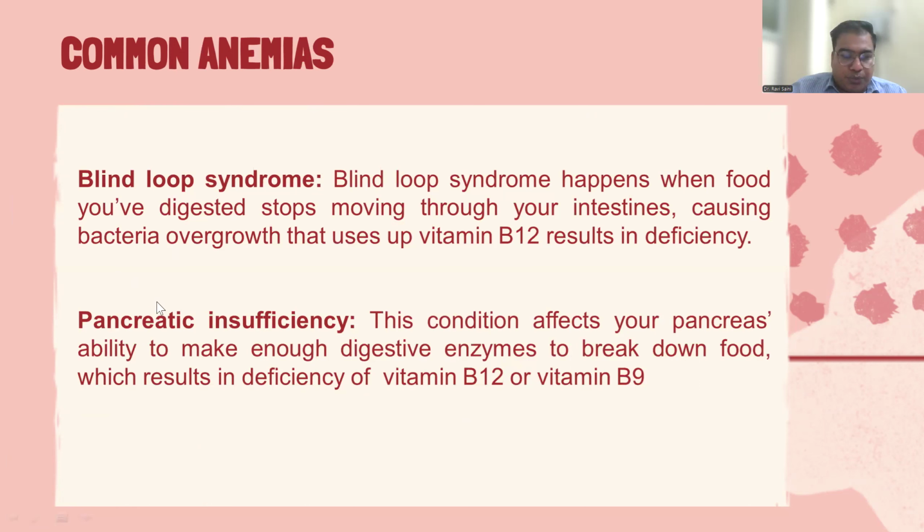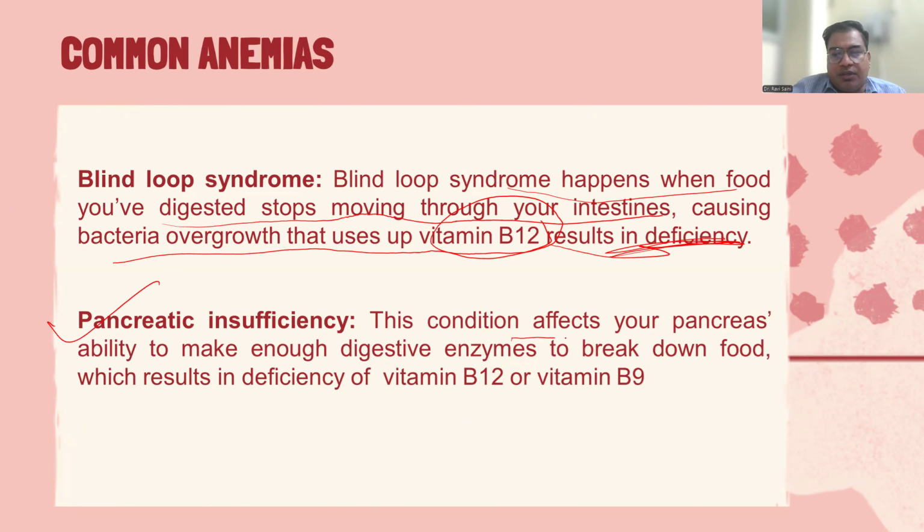Blind loop syndrome. Blind loop syndrome happens when digested food moving through the intestine causes bacterial overgrowth that uses up vitamin B12, which finally results in deficiency of vitamin B12. The pancreatic insufficiency means the pancreas is affected and its ability to make digestive enzymes to break down food is reduced, which finally results in deficiency of vitamin B12 or vitamin B9.